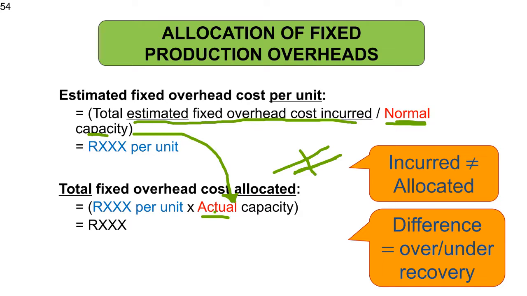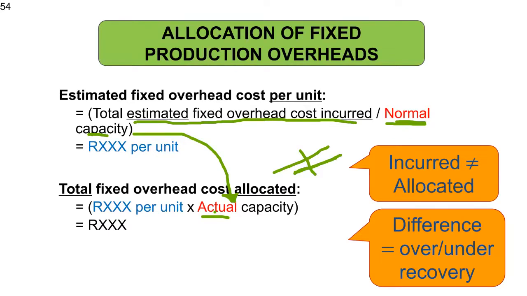inventory? So I'll ask the question again. You guys are going to answer it for me. If the actual capacity is higher than the normal capacity, would we have allocated more or less costs than we should have? Right? What do you guys think? If the actual capacity is higher than the normal capacity, would we have allocated more or less costs?